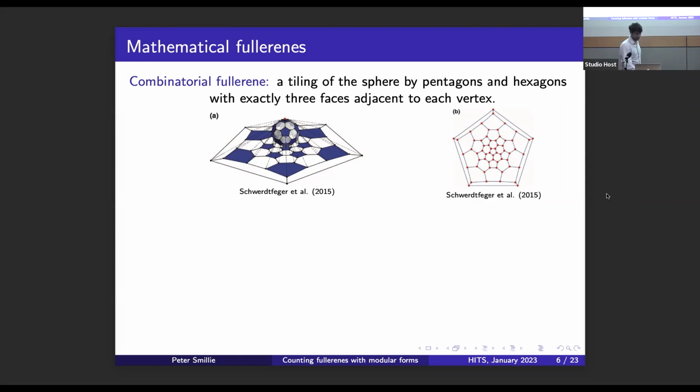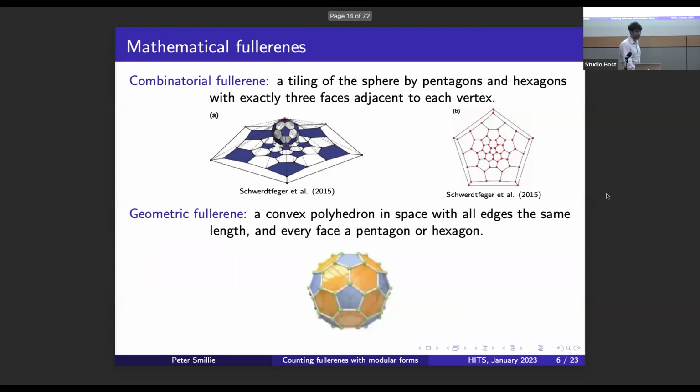On the other hand, I could say, well, I want a slightly better mathematical model of what's going on. Really, I'd like to study convex polyhedra whose boundaries are pentagons and hexagons. And maybe I'd call that a geometric fullerene.